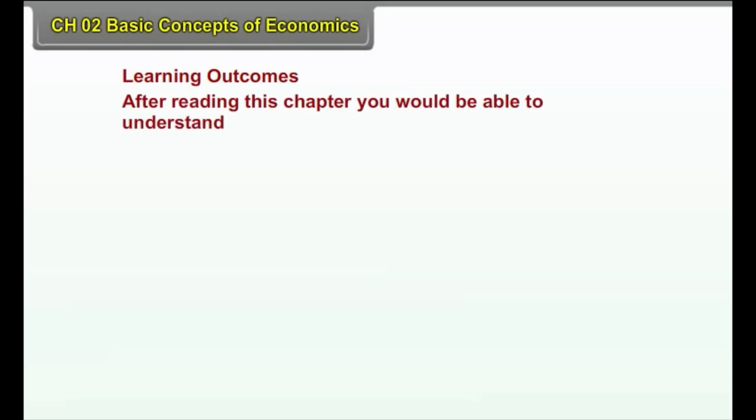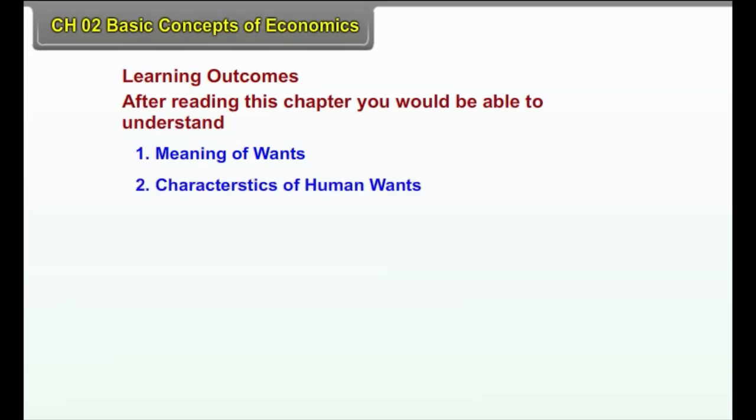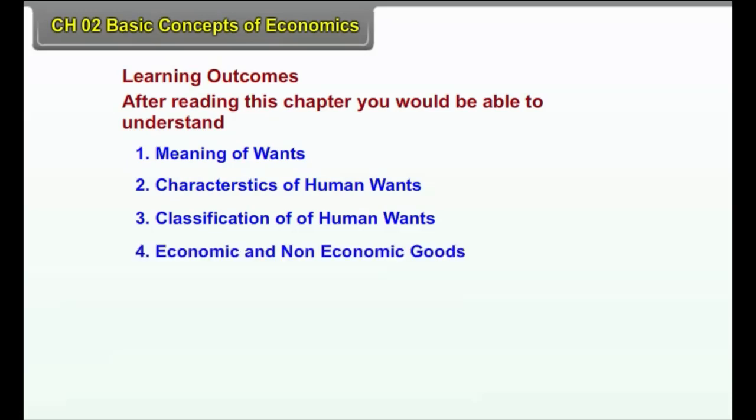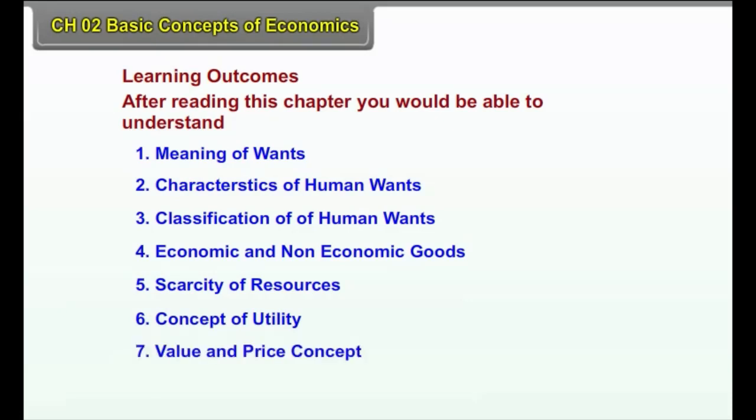After reading this chapter, you would be able to understand meaning of wants, characteristics of human wants, classification of human wants, economic and non-economic goods, scarcity of resources, concept of utility, value and price concepts, demand and supply concepts.